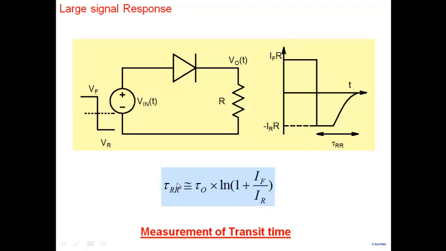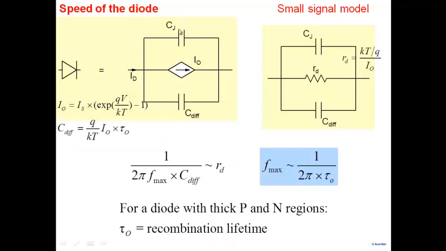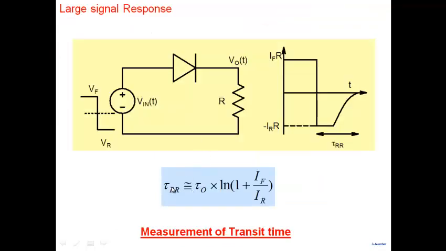Tau RR. And using this model, using I naught and C diffusion, one can show that the reverse recovery time is also tau 0 ln of 1 plus IF by IR. So again, it depends on tau 0, the recombination lifetime. I'm not going to go into the details of this derivation. We'll leave it as a homework problem. So even in the large signal response, I get a recombination lifetime, which is limiting the speed of the diode.